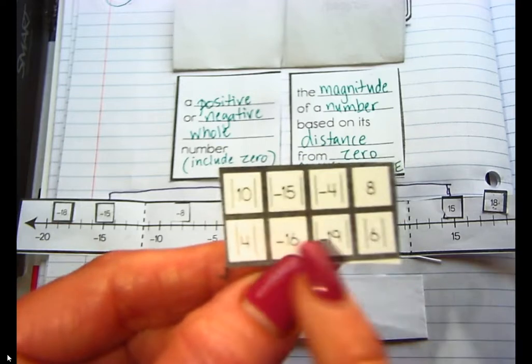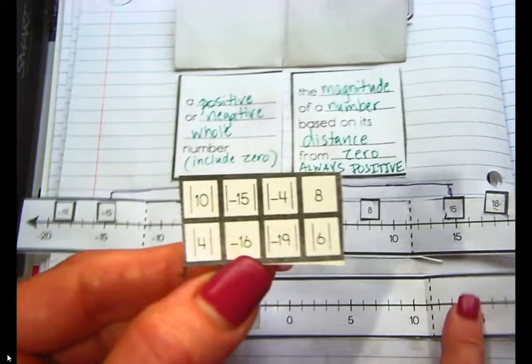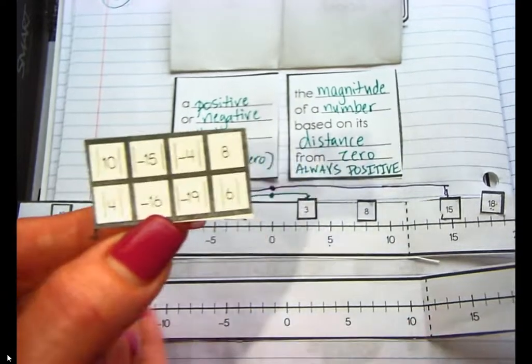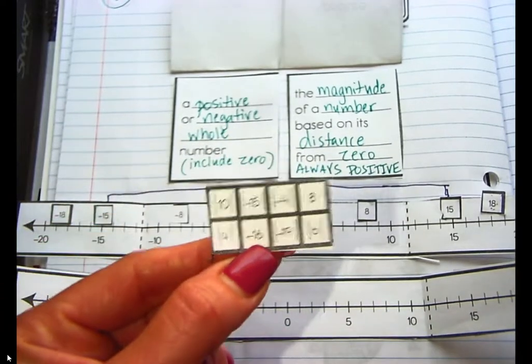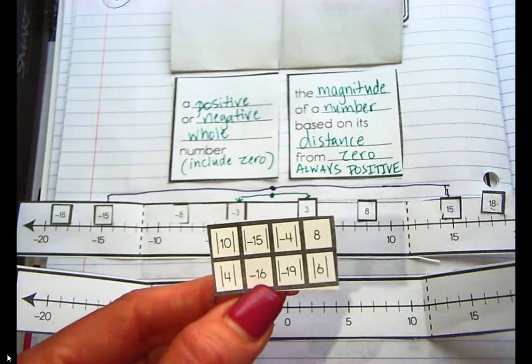So you're going to place each of these numbers, you're going to cut them out, and then you're going to put them on the second number line. So go ahead and do that.